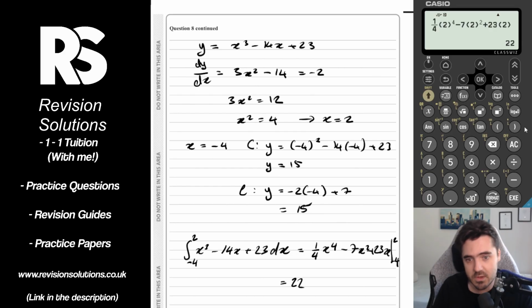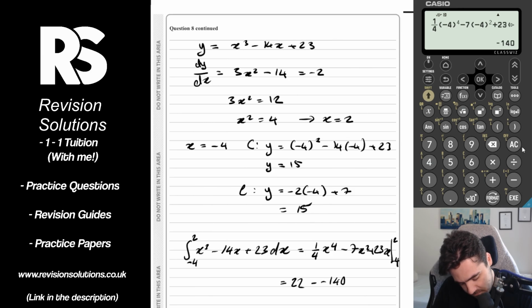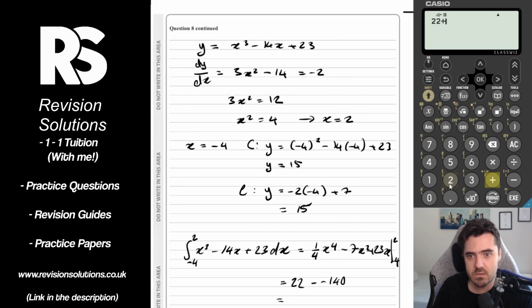Now plugging in the bottom limit, that's a minus 4. So let's go replace all these 2's with minus 4. So there, and here. That gives us minus 140. But it's the bottom limit, so it's a double minus. Minus 140. So that's going to be 22 plus 140, which is 162.